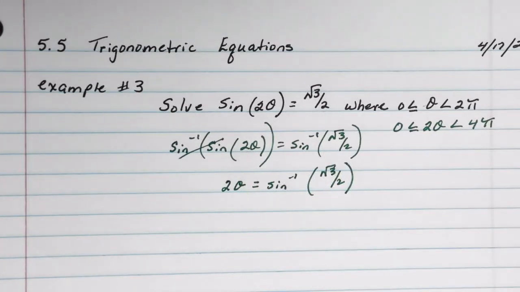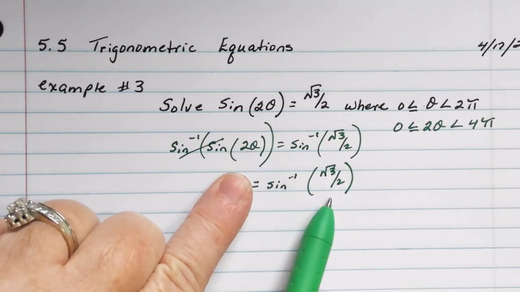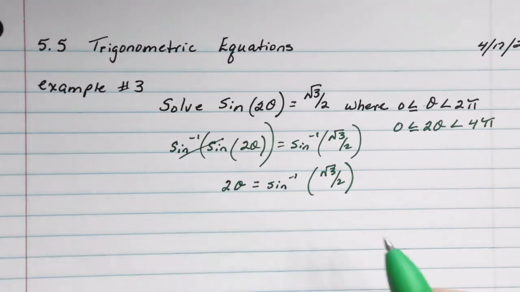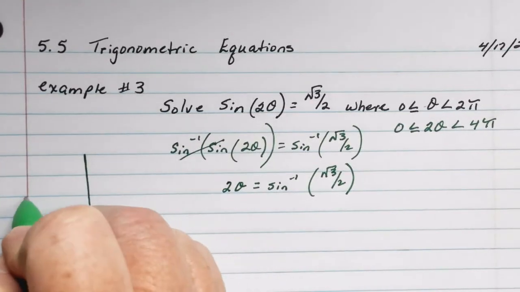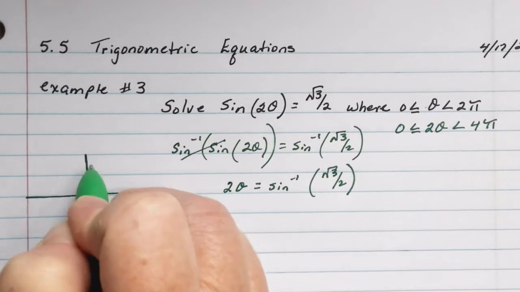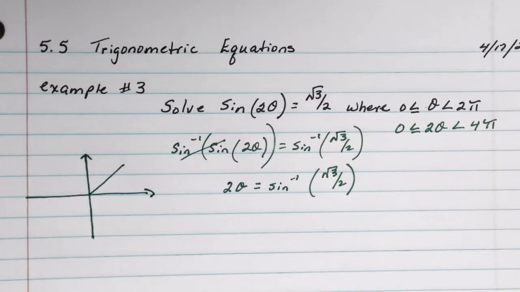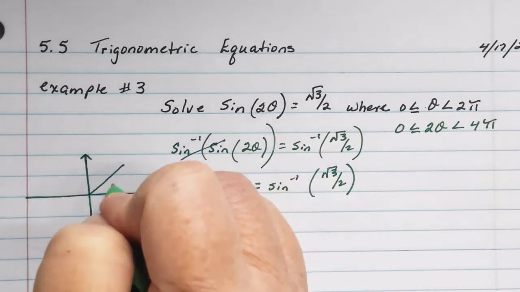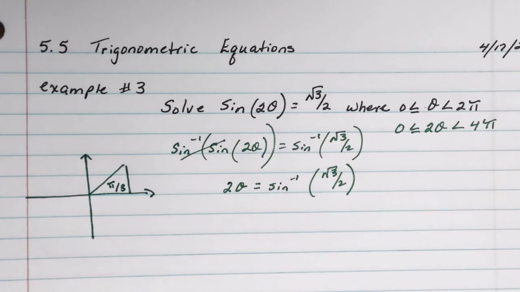We can find that value in your calculator, and it's going to give you the quadrant 1 angle, which is pi over 3. So pi over 3 is one of these solutions.